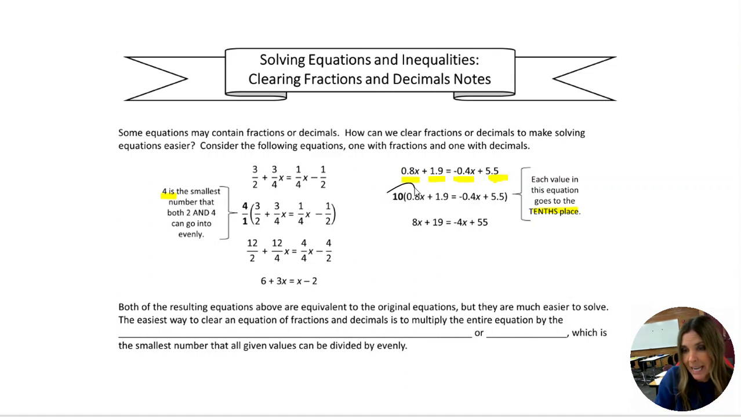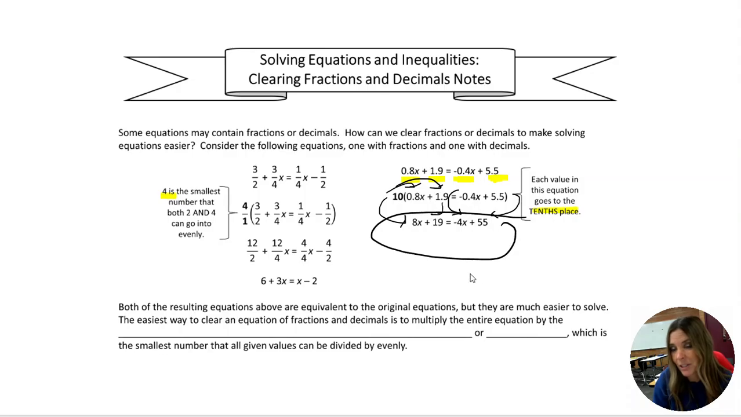If I multiply a 10 by 0.8, that shifts the decimal 1 place to the right so that I now have an 8 instead of a 0.8. If I multiply the 10 by 1.9, it's going to shift the decimal 1 to the right, which gives me a 19. Same thing here. If I multiply by a 10, that's going to give me a negative 4x. And then if I multiply 5.5 by 10, that's going to give me a 55. And so now we have an equation that's much easier to solve that doesn't have any decimals.